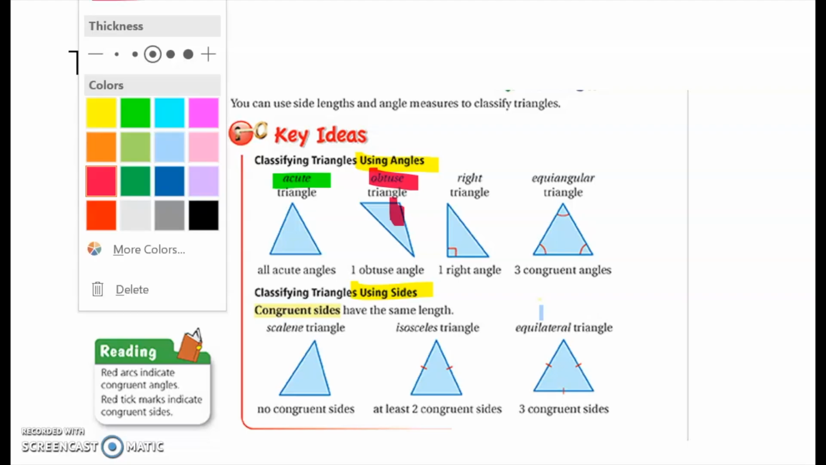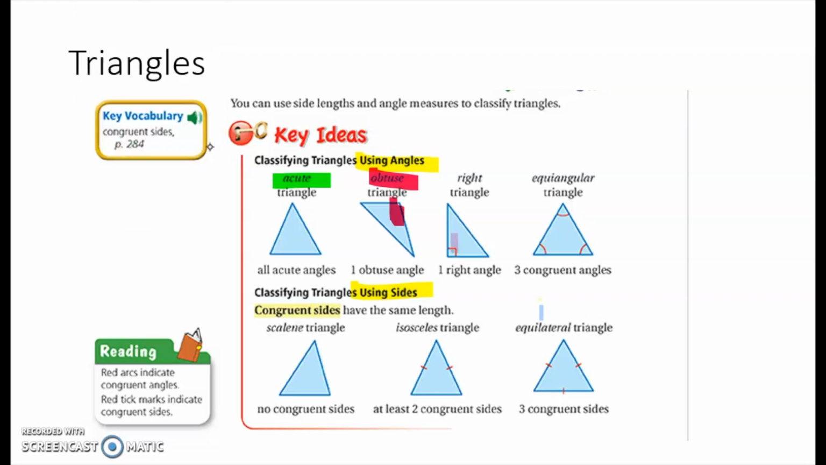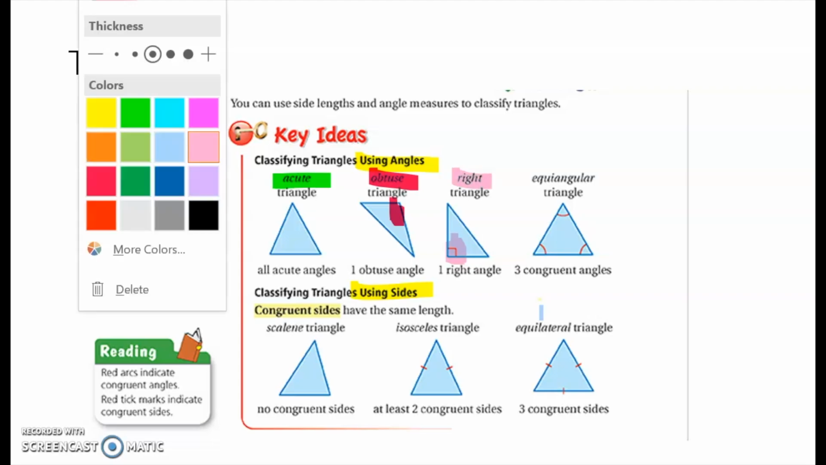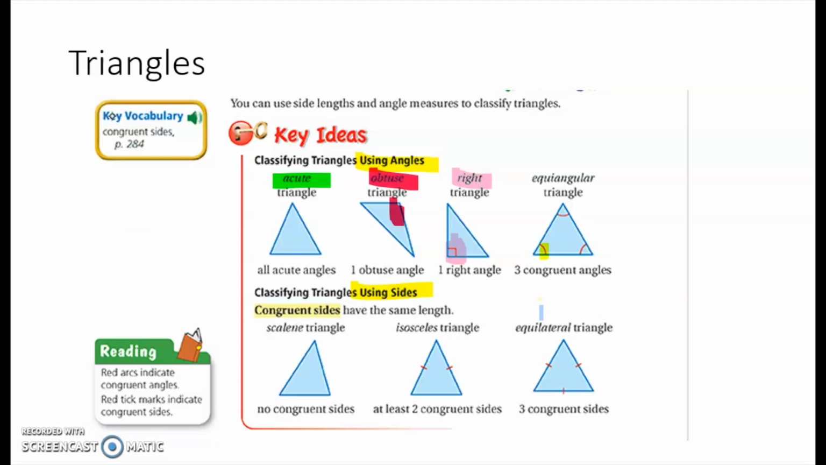A right triangle is where we have a triangle that has exactly one right angle. So right here we can see that little red square in the corner, and that indicates 90 degrees. So that would be called a right triangle. And then finally, a triangle could have all three angles the same, and we would call that equiangular. That might be one you've never heard before. Equiangular, meaning all the angles are equal.